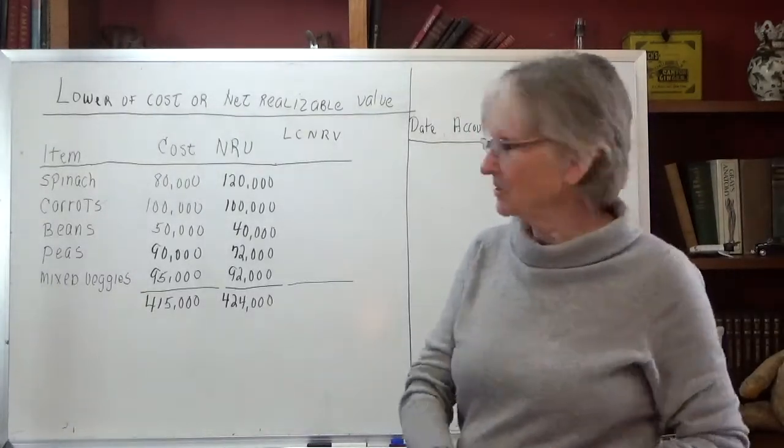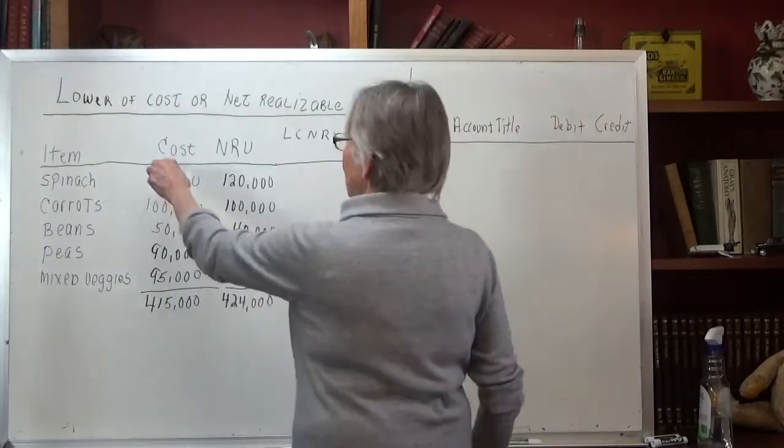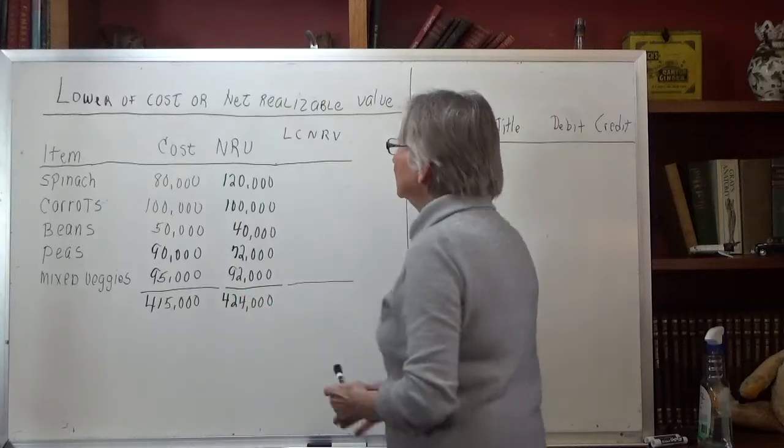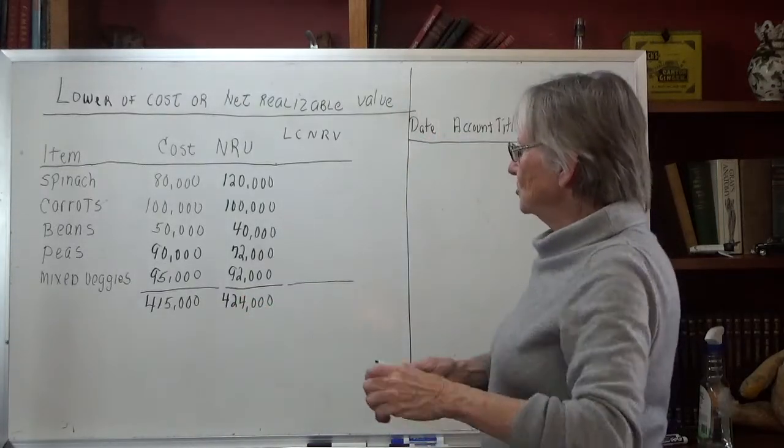Okay, so let's just take a look at this. Here we've got the cost. This is what's on your books. This is the net realizable value. And there's two different ways to do it.